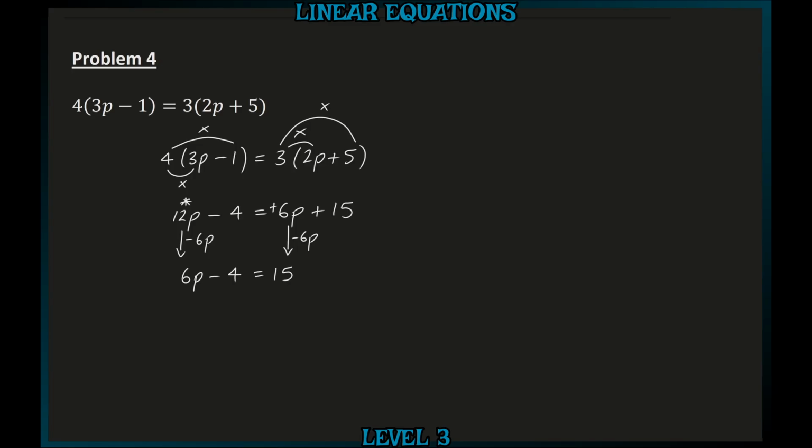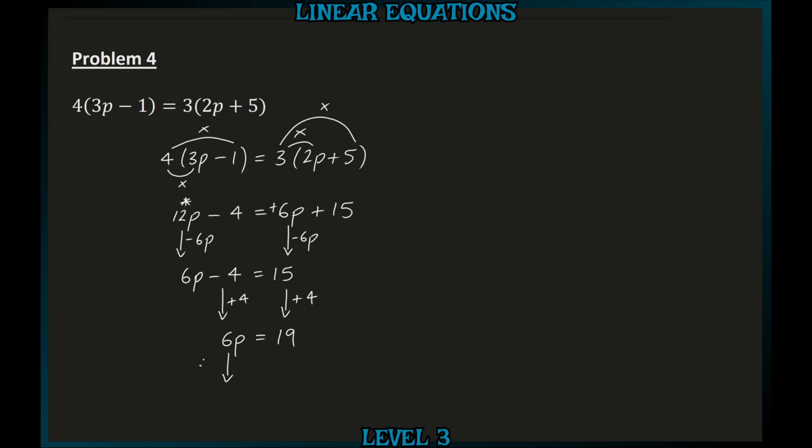Going back to the left, we need to remove the - 4, so we use its inverse, which is + 4, and do exactly the same on the right. The left becomes 6p because the - 4 and the + 4 cancel out, and the right becomes 15 + 4, which is 19.